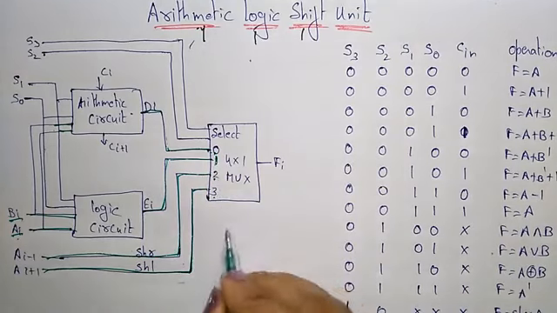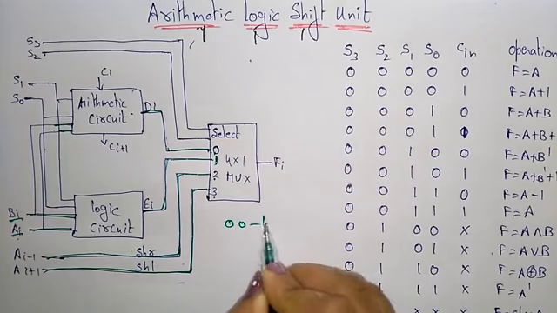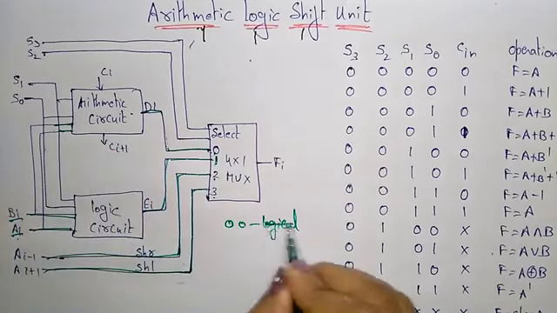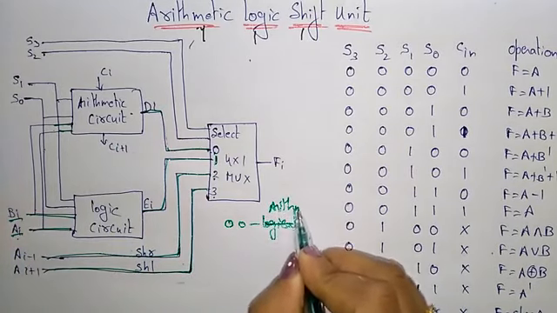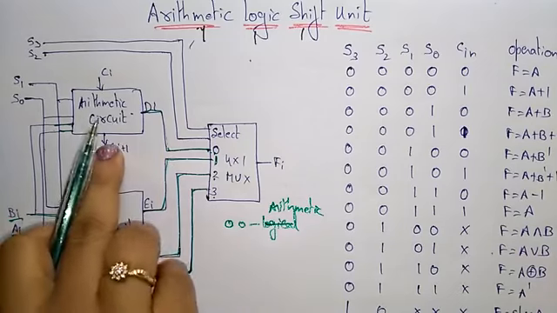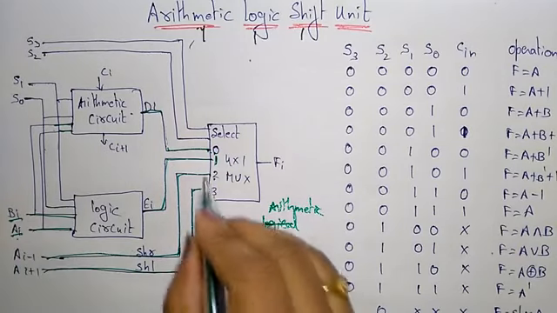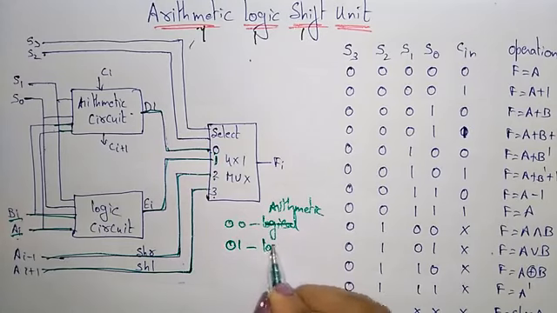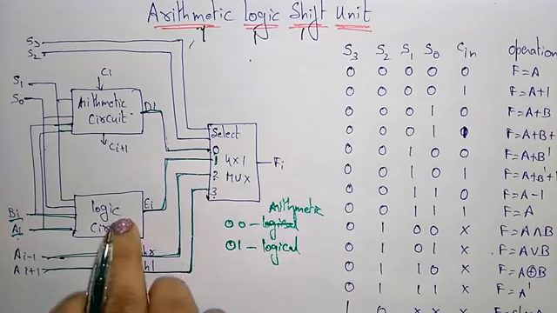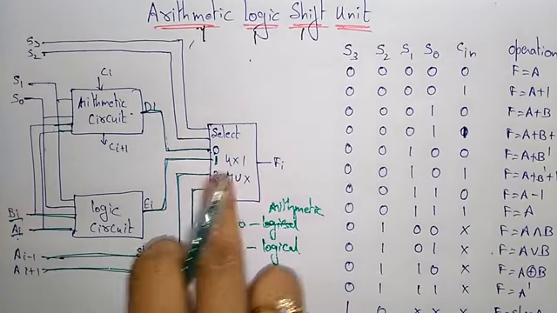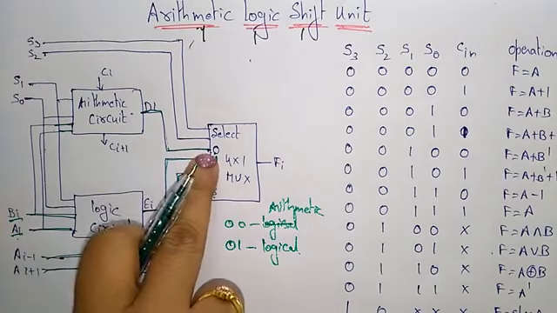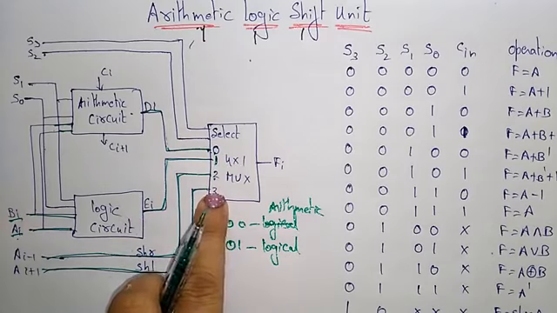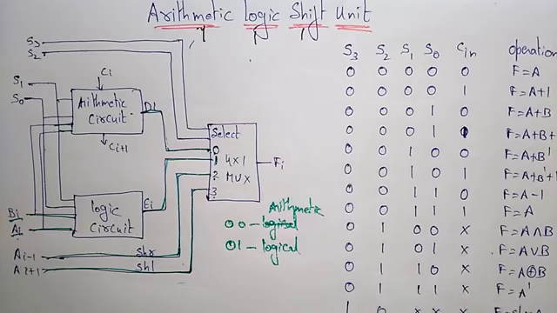So 0 indicates the arithmetic operations. If it is 1, that is 0, 1, it indicates it is performing the logical operations, connected to the logical circuit. If it is 0, it is connected to the arithmetic circuit, and if it is 1, it indicates that the input is the logical input and we will get the output as logical operations.